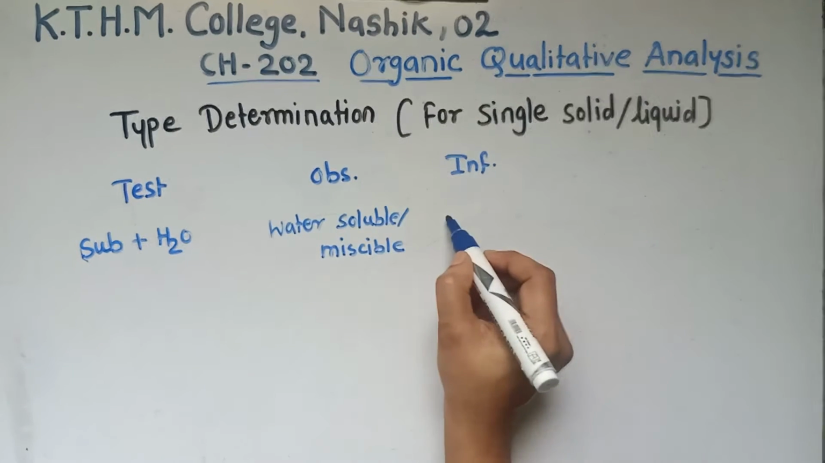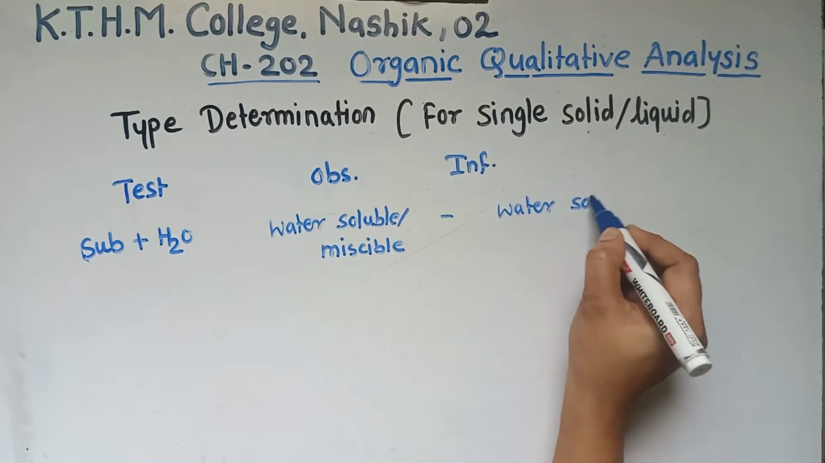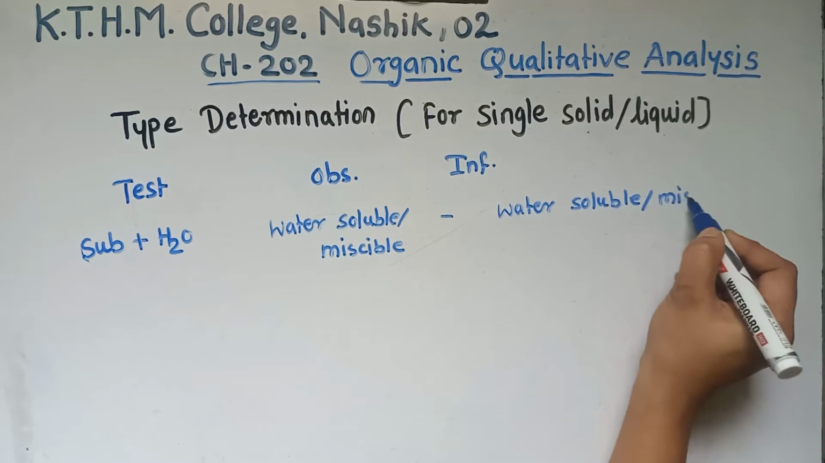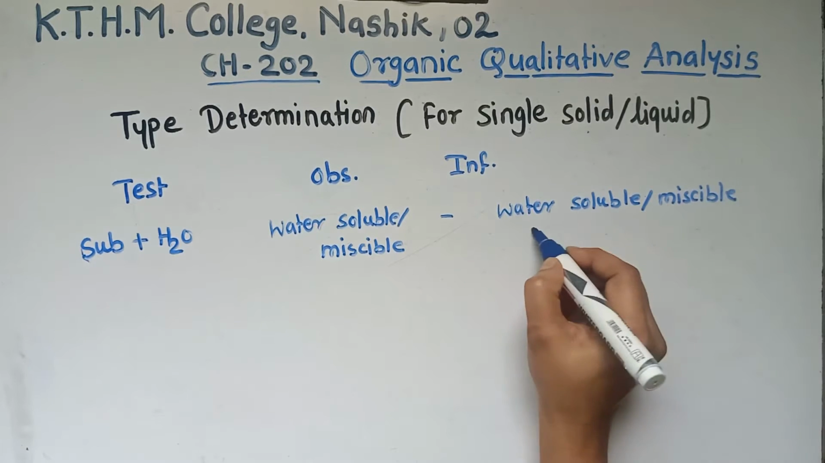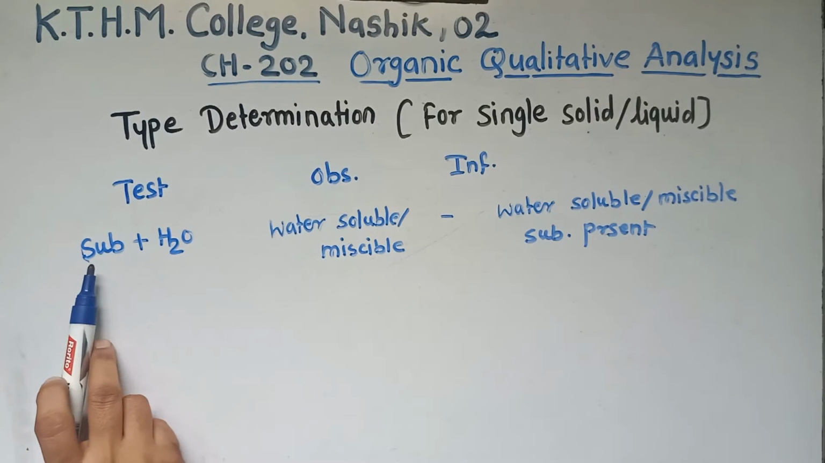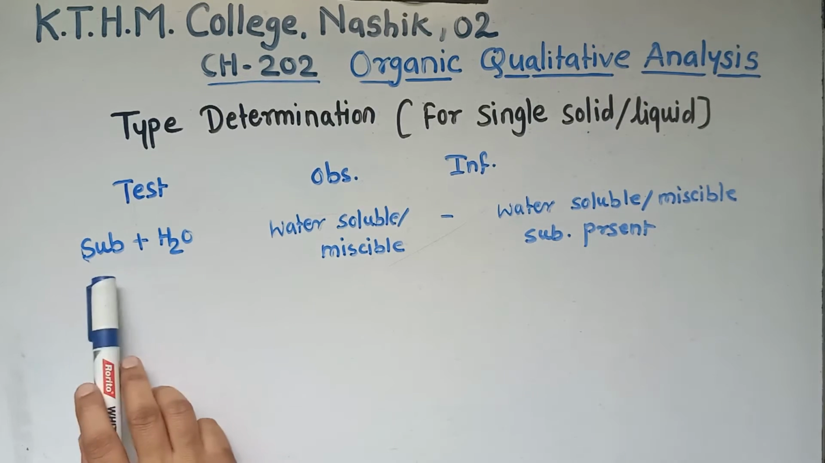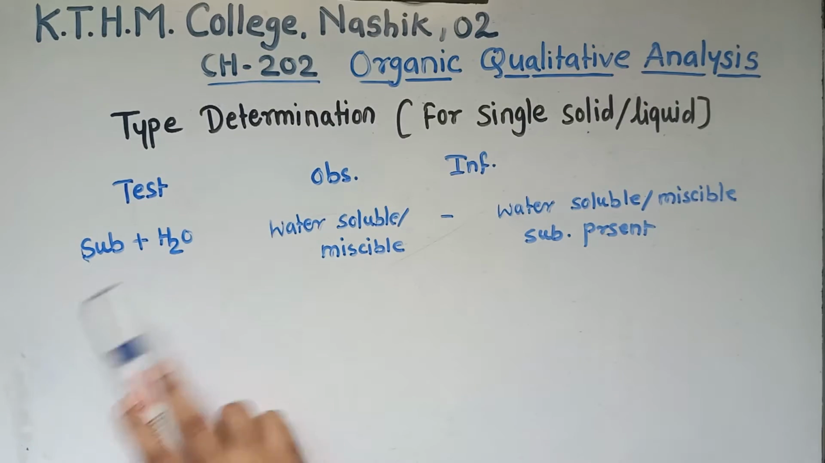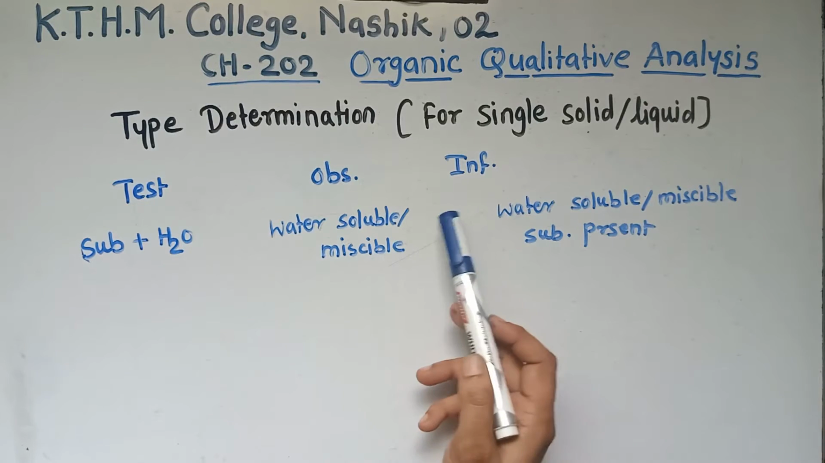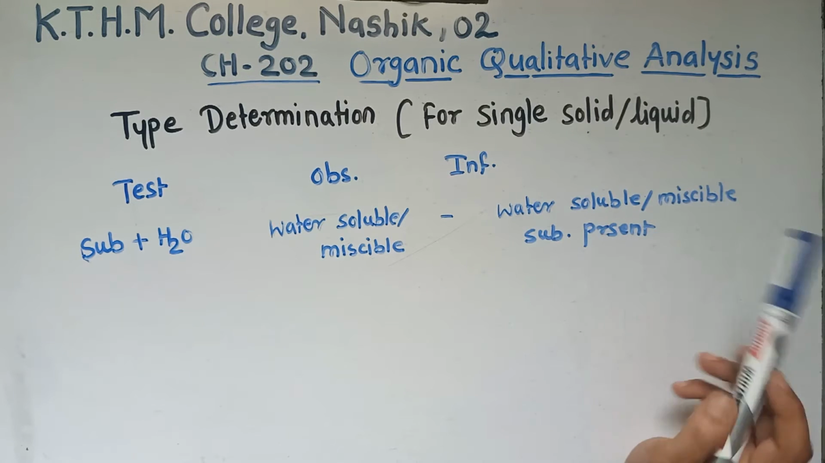Then we perform the test for water soluble or miscible substance is present. We take a small substance, we add water and we shake vigorously. Then we observe that our compound is soluble or miscible. Then we conclude that water soluble or miscible substances are present.